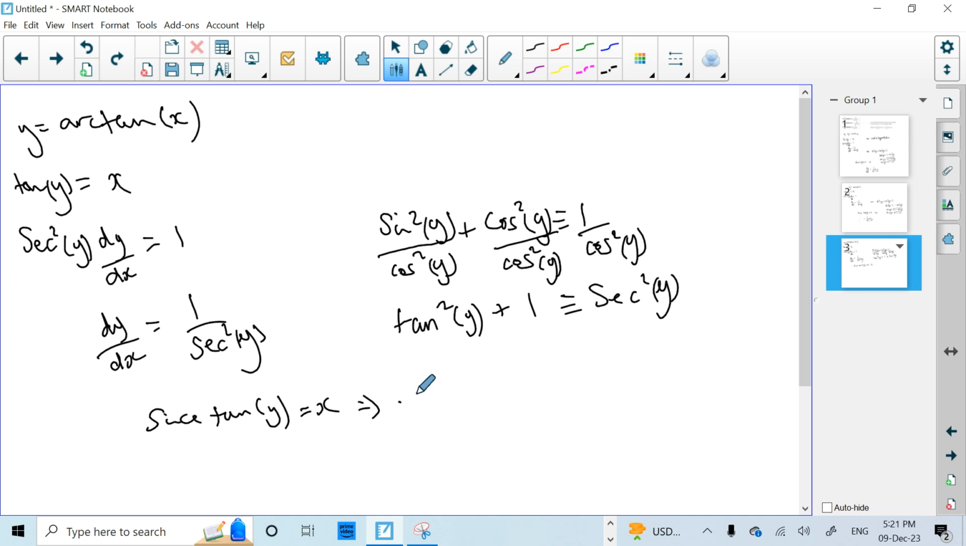Therefore, the differential of y equals arctan x is 1 over x squared plus 1. And that's it for your three differentials of the inverse trig functions. And that's how you show it. Okay?